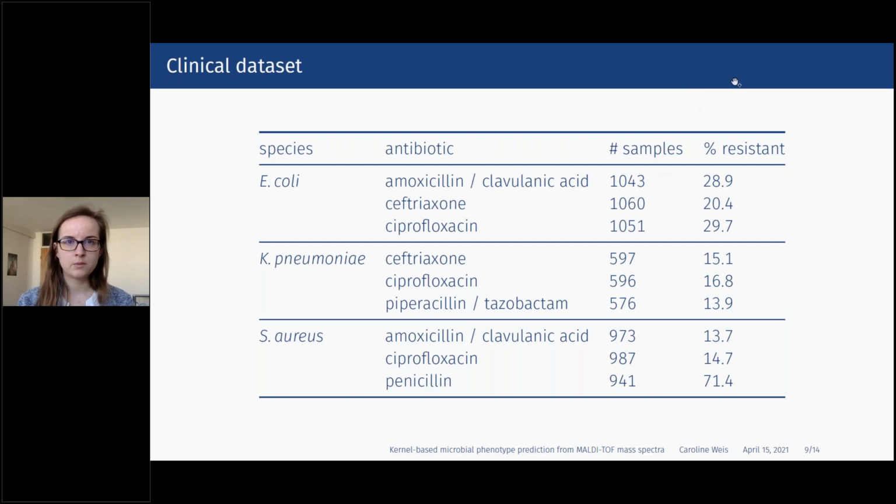Our data set that we worked on comes from the University Hospital in Basel. It was collected in the clinical routine in 2018. It includes 3 species, E. coli, Klebsiella pneumoniae, and Staph aureus. And we used 3 antibiotic resistances as our labels. And you see here the properties of the data set. We define a binary classification scenario, so we classify: is the spectrum coming from a resistant strain or not?